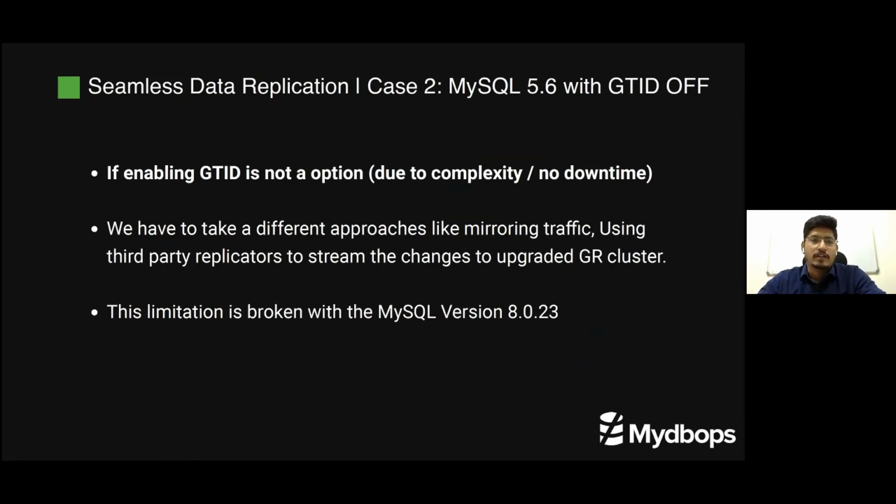Okay, so there is a little bit of difficulty if you're running MySQL 5.6 with GTID off. For any reason, due to the complexity or not being able to schedule the entire downtime for our MySQL servers, if you're not able to enable GTID, the other approach we can take is to mirror the traffic, or use third-party replicators to stream the changes to the upgraded group replication cluster. Okay, this limitation is broken with the release of MySQL version 8.0.23.